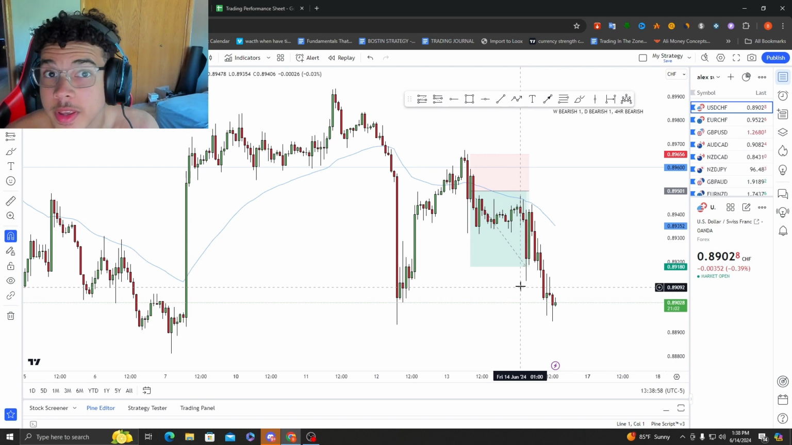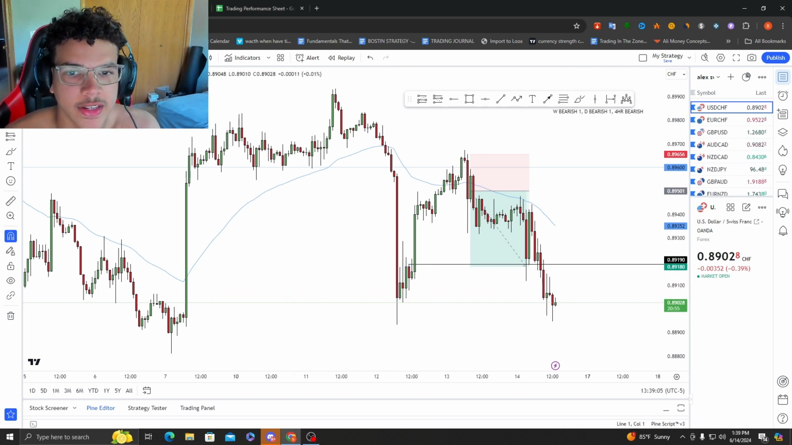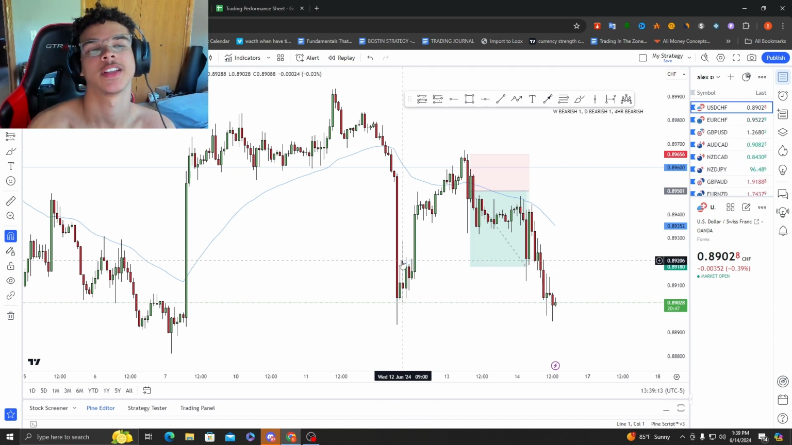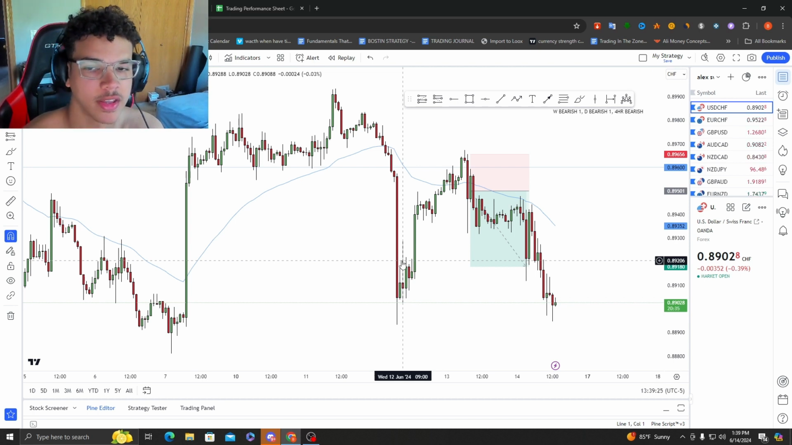Now my TP area, I took the TP at this level right here. I like to use OB areas for my TP areas. I've seen in my other strategies and my time trading over the years that OB areas are very good areas for TP levels. They get hit very often. It's a very, very high probability that they're going to get hit.